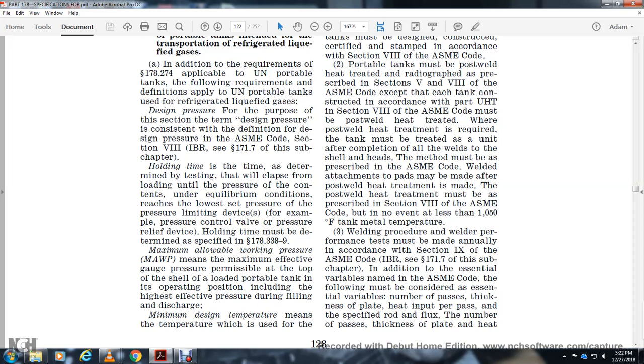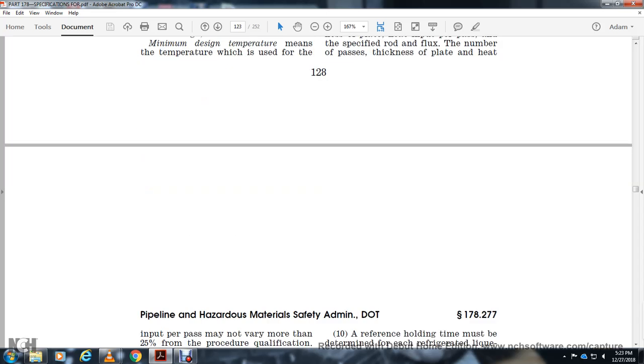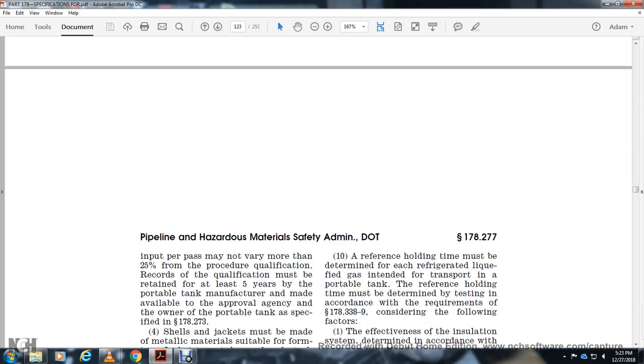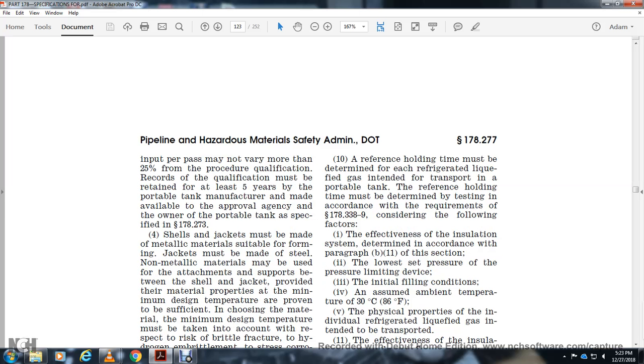In addition to the essential variables named in the ASME Code, the following must be considered as essential variables. No more than a change in the pass thickness of the plate, and the heat input per pass for the specified rod and flux. The pass thickness of the plate and heat input per pass may not vary by more than 25% from the procedure qualification record. The qualification must be made and retained for at least 5 years by the portable tank manufacturer and made available for approval by the agency or owner.